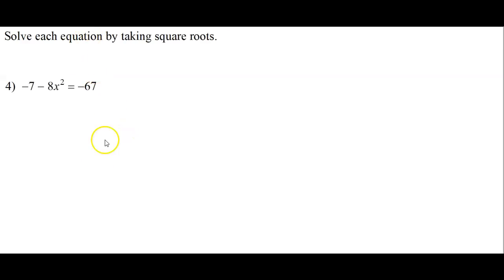Let's go ahead and take a look at number 4. We've got another quadratic equation to solve here, but notice the directions say solve by taking square roots. That's because this one only has an x squared, it doesn't have an x term. When that happens, we can just use basic algebra to solve. We want to just get x squared by itself. So we're just going to start by adding 7 on both sides.